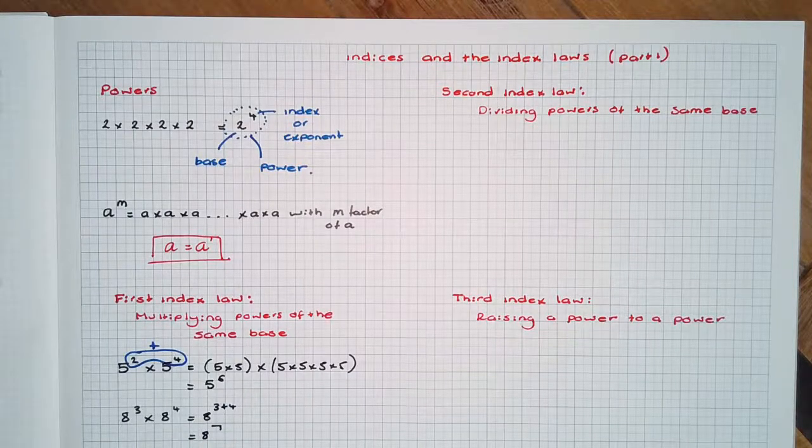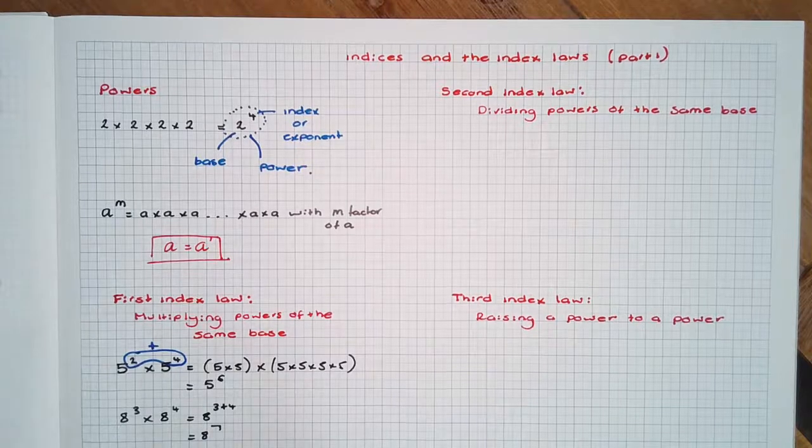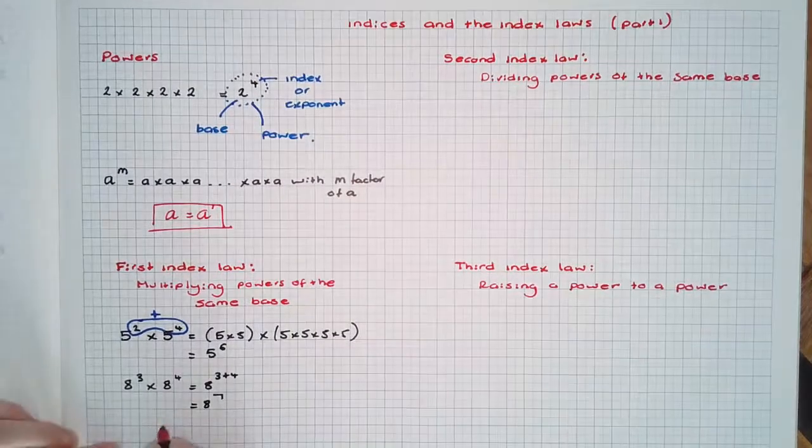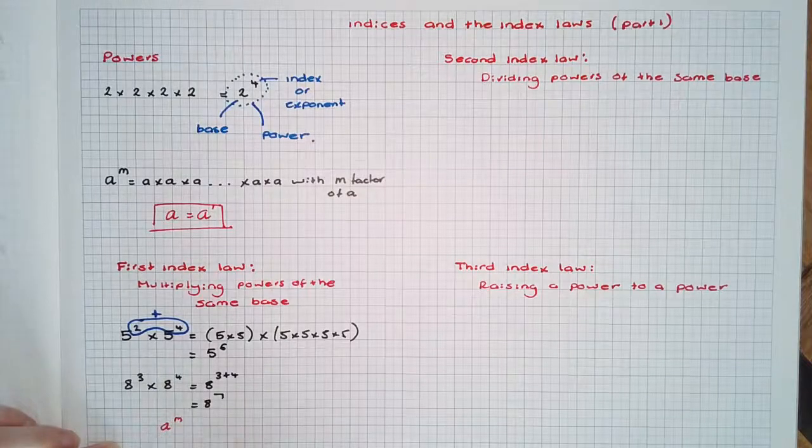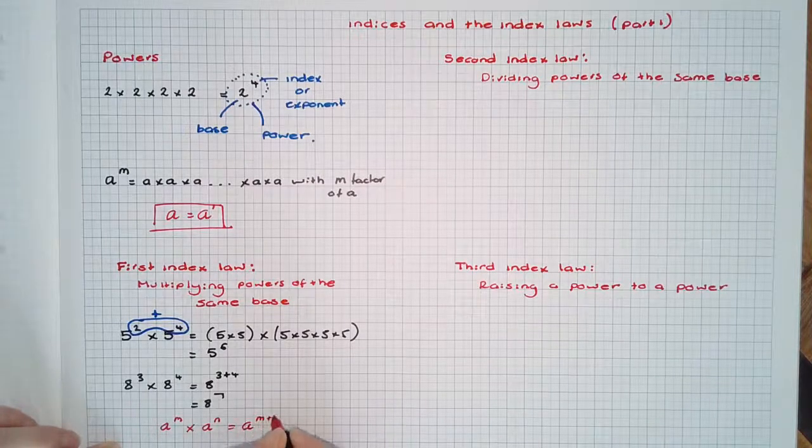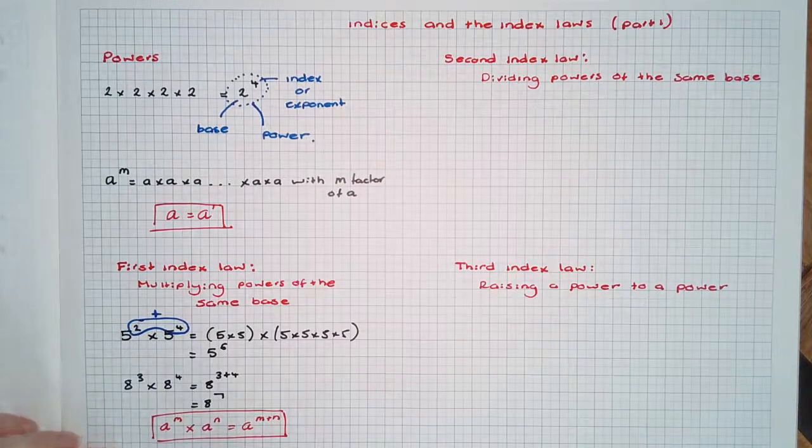So when multiplying numbers with powers and the same base, you can simply add the indices. We can write this as a rule: any number to the power of m times the same base number to the power of n, we can simply add the indices. This is known as the first index law. Note, if the bases aren't the same though, the rule will not hold. So if this was 2 and this was 3, we can't use this rule.